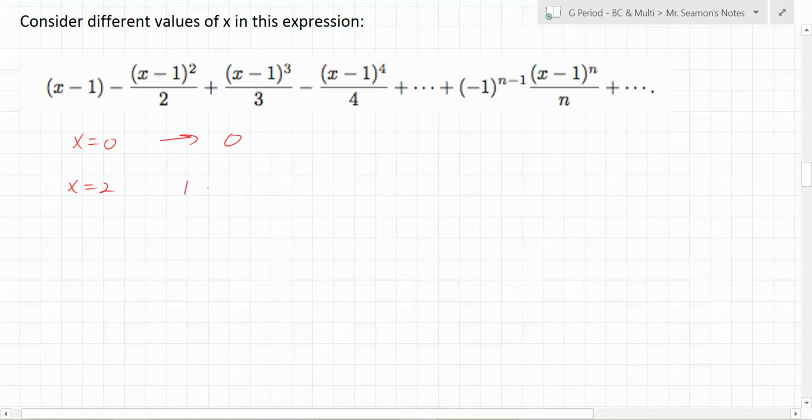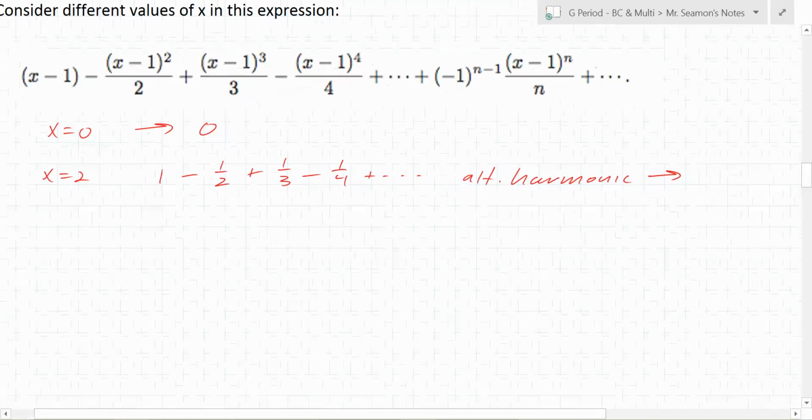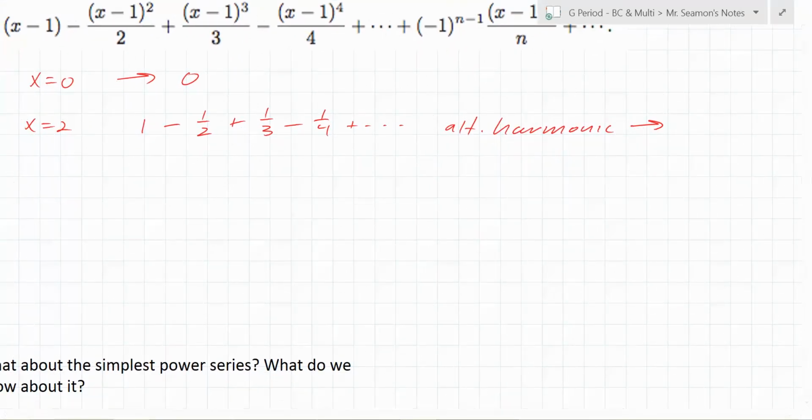You end up with 1 minus a half plus a third minus... Oh, we've seen that before. That's the alternating harmonic series. And what do we know about that? Diverge? Really? It's a convergent series that goes to 0, and the absolute value of all the terms are getting smaller. We've talked about this before. What does the alternating harmonic series do?